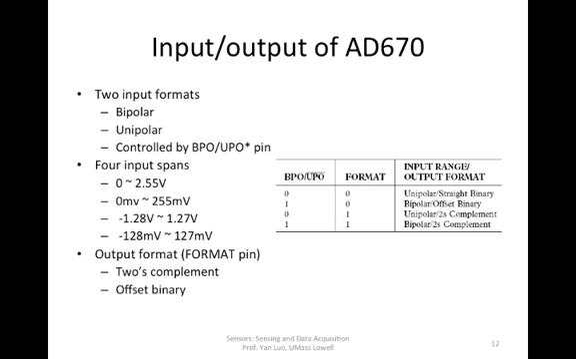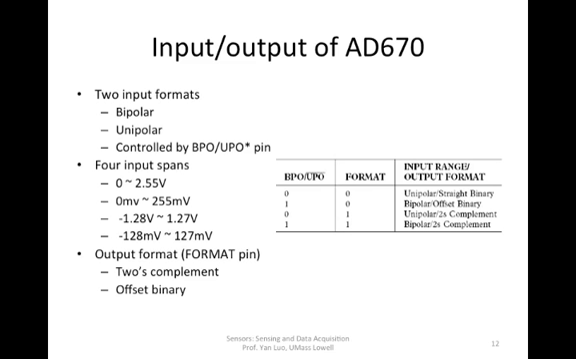Unipolar, on the other hand, is just one polarity, just positive. Okay? You can use one control pin, this BPO/UPO, to tell the chip whether it should accept bipolar signal or unipolar signal. 1 means bipolar, 0 means unipolar. Note the star or the bar. That's an indication of active low.